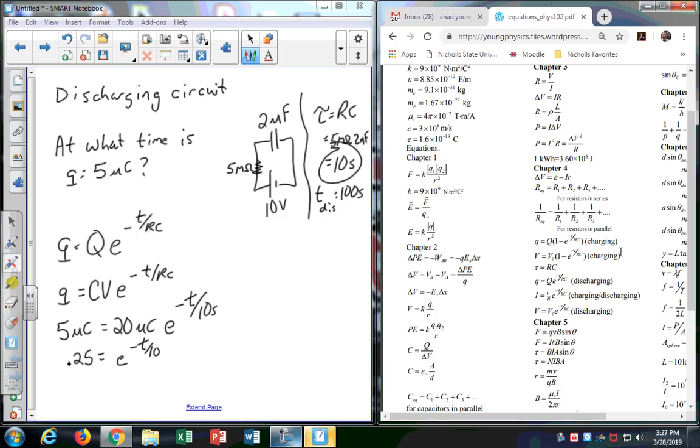And then I do the natural log of both sides. The natural log gets rid of that exponential. And the natural log of 0.25, make sure you know how to do it on your calculator. It's usually next to the EX button.